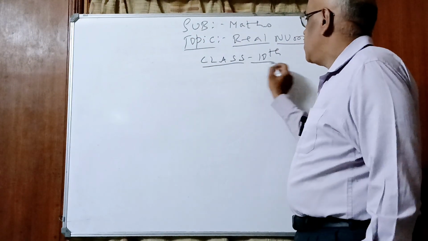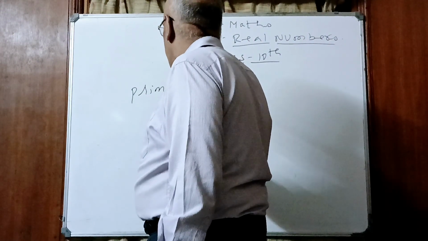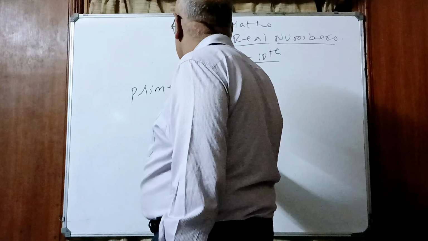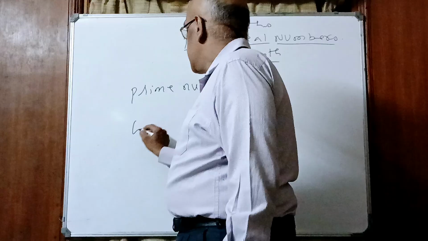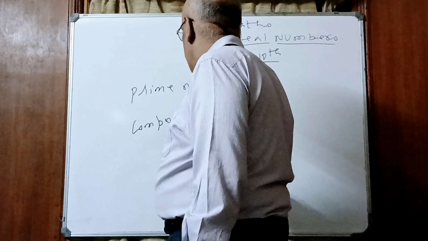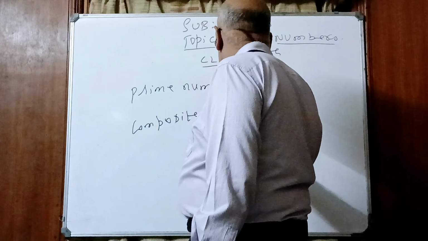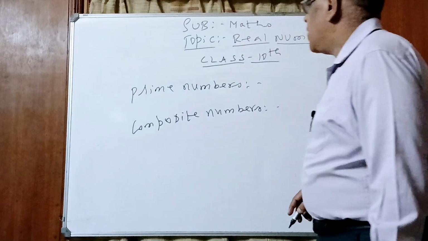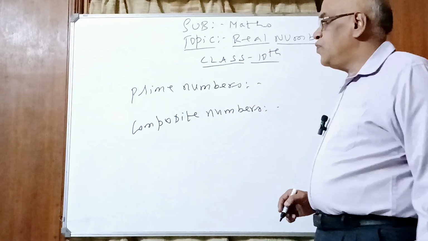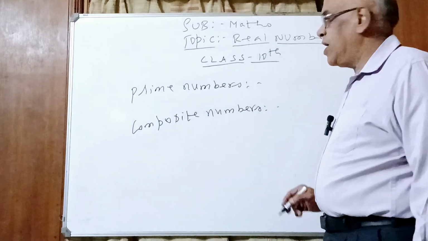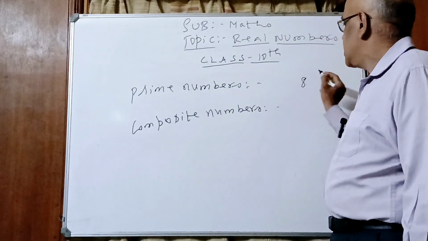Before that, again, we'll recapitulate prime numbers and composite numbers. We all know about prime numbers; let us recapitulate quickly. What are prime numbers, children? You know, numbers which have only two factors. Which are the two factors? The number 1 and itself.